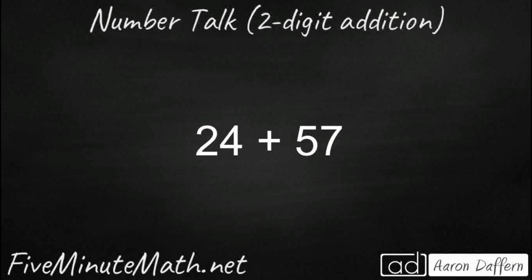Go ahead and pause the video, work out 24 plus 57 in your head. When you have your solution, unpause the video, and we will come up with all of our strategies together.